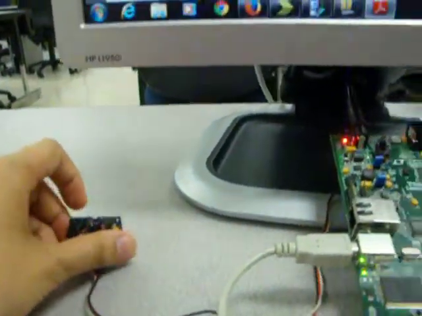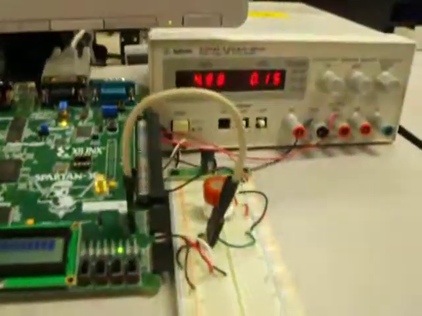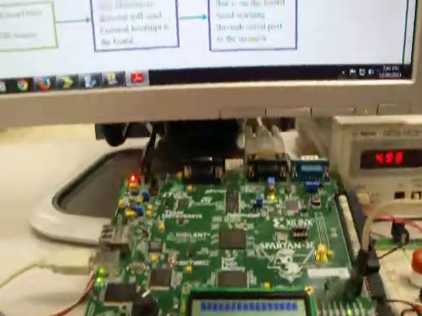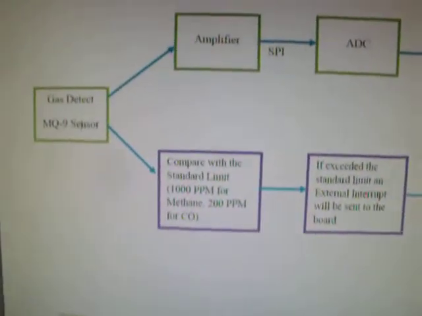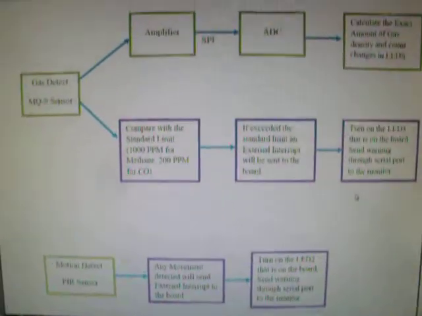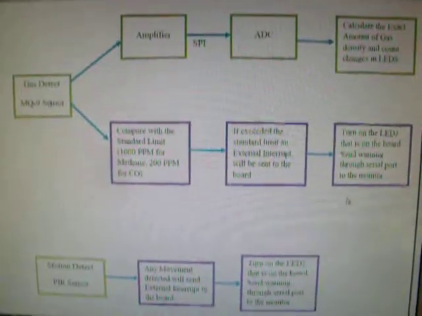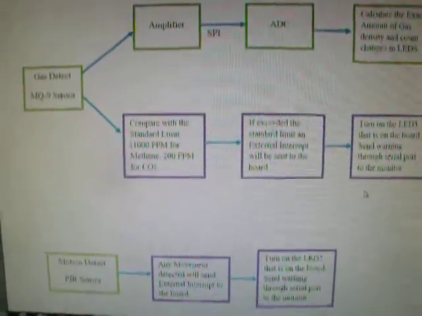For the smoke part, we use the MQ9 sensor for detecting carbon monoxide and also methane. In our project, we use this sensor to detect methane. This is our flowchart of the project, to show the process that we used.